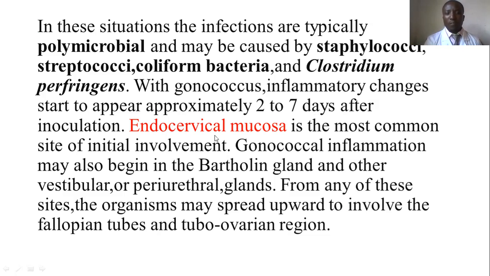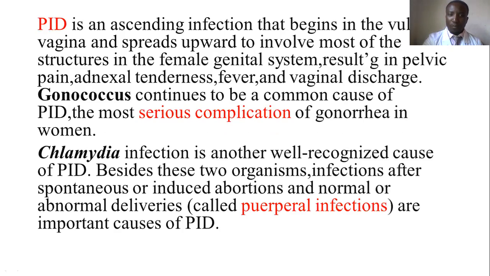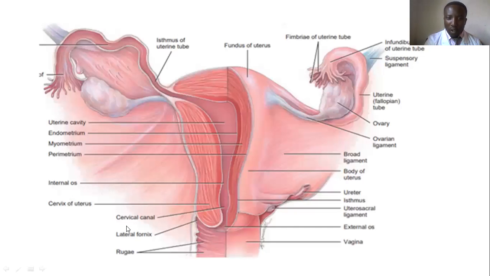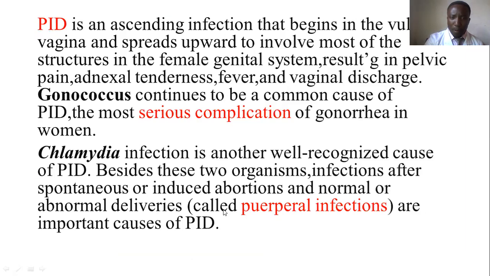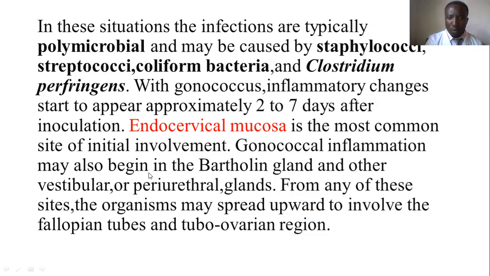So what happens after? We see that the endocervical mucosa, the mucous membranes within the inner cervix, the mucous membranes around this region of the cervix, which is the endocervix. The endocervical mucosa is the most common site of initial involvement.